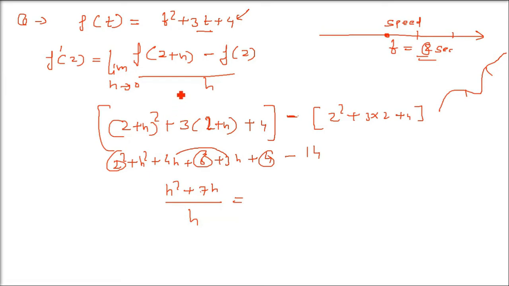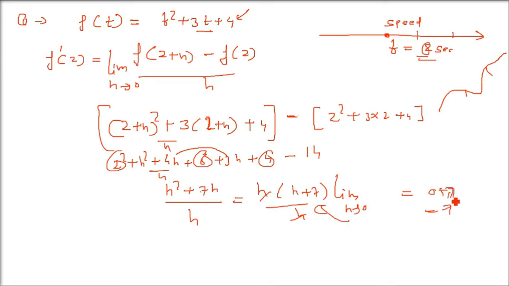Now h square plus 7h is going to be what? Take h common from here. Take h common, so h plus 7 it will be. H gets cancelled. H plus 7. So apply the limit. I'm taking the limit here, but you have to apply it in h plus 7. So 0 plus 7 is 7.